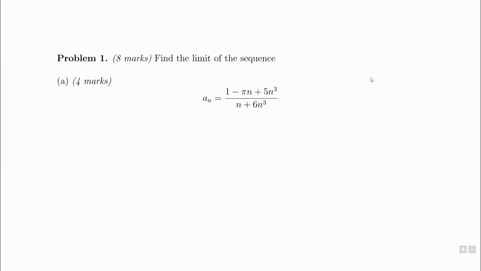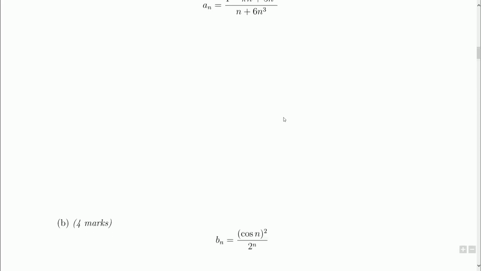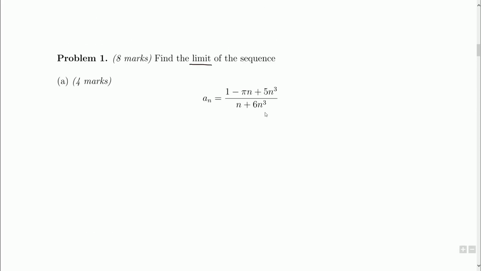Alright, so just one question per video. Let's do problem number 1 to start things off. Of course, it's a natural thing to do. So, problem number 1, find the limit of the sequence. We've got an A part and a B part, both worth 4 marks, so no particular reason to do one question over another. They're both equally likely. So for this one here, I've got a_n, and look at what I've got here.